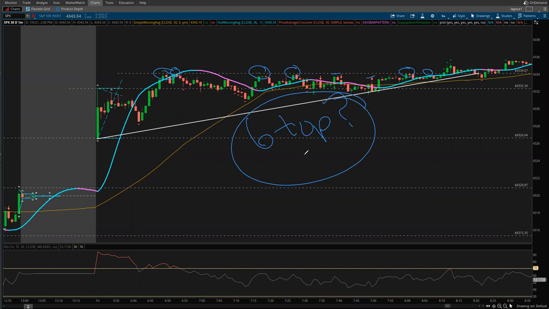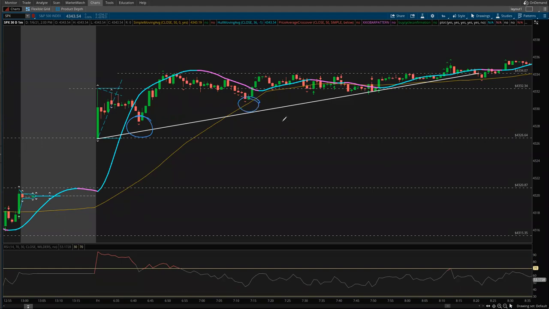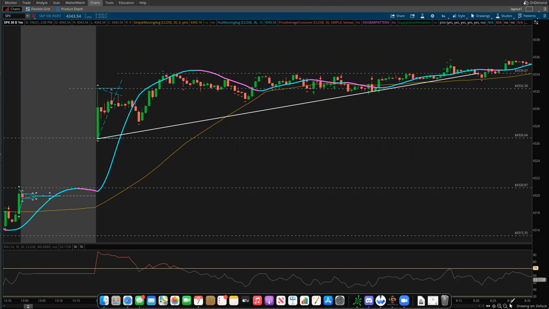What made me continue to keep my eyes on this? Well, it was the point of this right here. Higher low, higher low, higher low, higher low, right? As the day went on, it kept giving higher low signals. That is very bullish despite what the price action is doing.